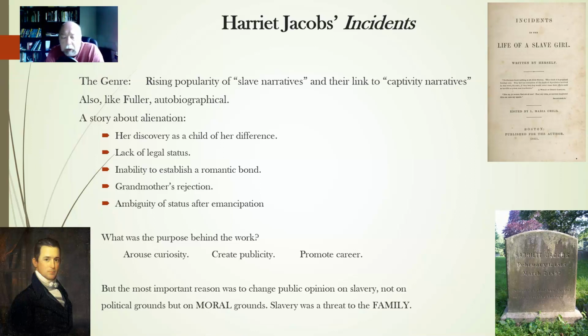Not on political grounds, but moral grounds. And here I want you to realize that this book and Uncle Tom's Cabin have a lot in common. It's a lot like Fuller's autobiography because it's about a very unusual experience, a very unusual life in many respects, and it's chronicling that. And of course, it arouses the curiosity of the reader to say, "What in the world? What must this have been like?" People like to read about other people who have different life experiences, but here, it's an argument against slavery, obviously. Her entire life is an argument against slavery. But the main argument is that it is a threat to the family.